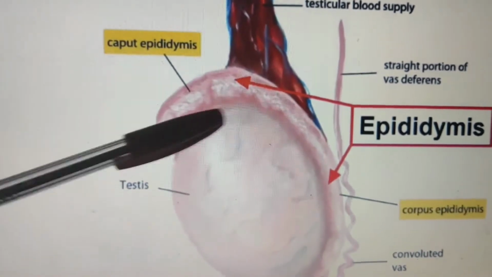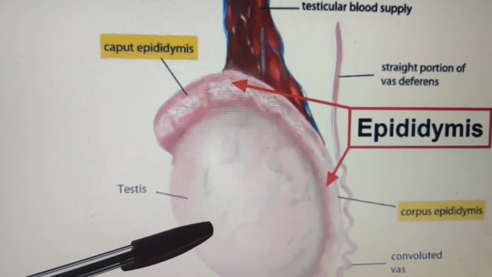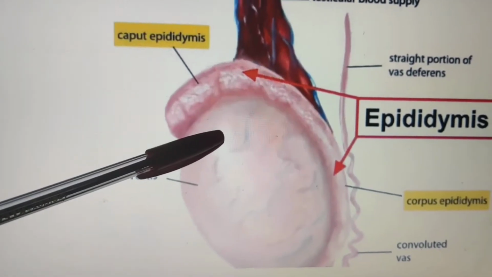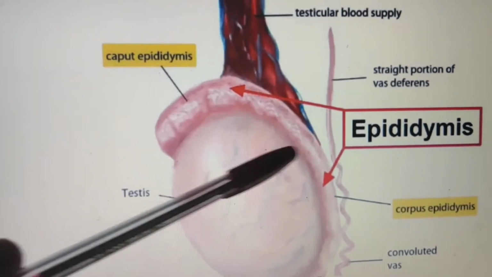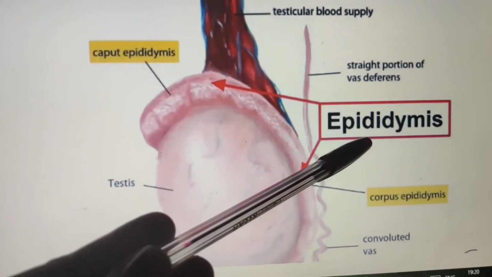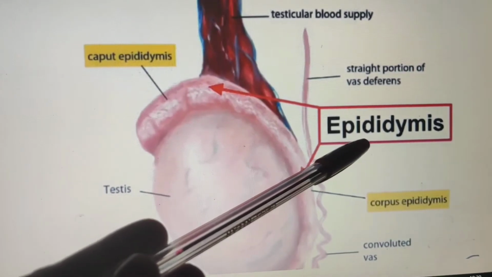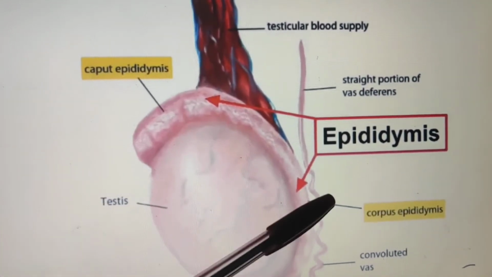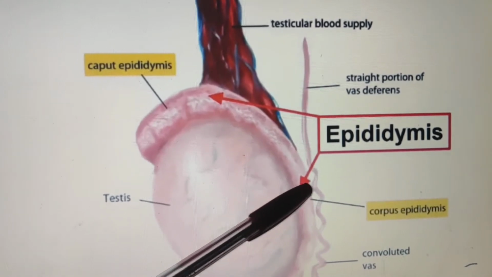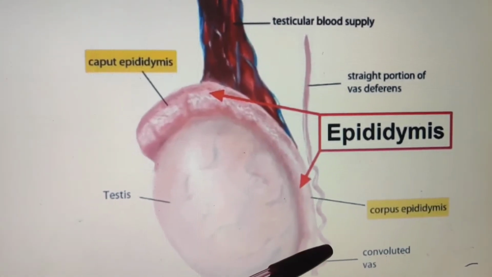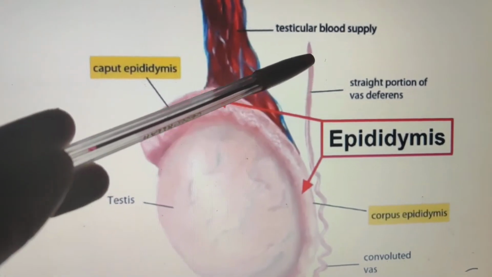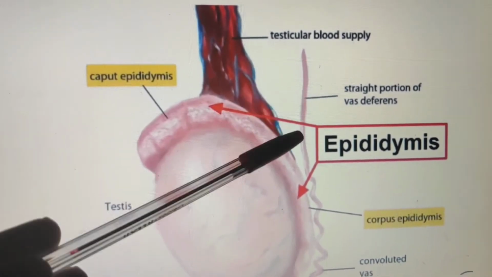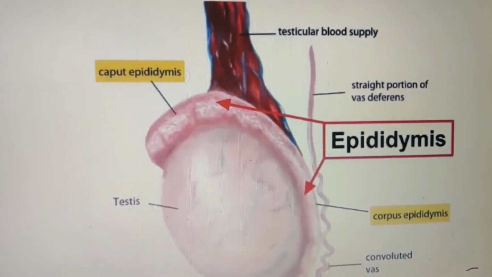Here in this diagram also we can easily see this part is testis. This opens into the epididymis. Epididymis has 3 parts: head part, caput, body part, corpus, and the tail part. Tail opens into the vas deferens. This tube-like structure, vas deferens.